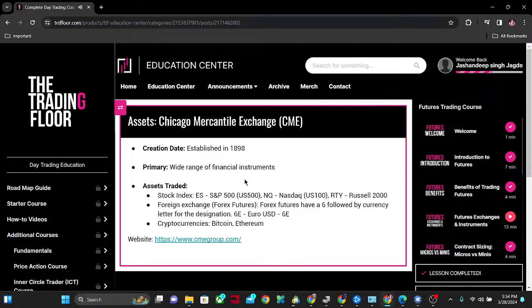Think Euro US dollar, that's 6E in futures. There are also Japanese yen, British pound, Australian dollar, Canadian dollar, and Swiss franc. Each of the futures currencies focused on Forex are designated with a 6 followed by an alphabetical character, such as the Australian dollar, which is 6A, and the Euro dollar 6E. If you like the cryptocurrencies, the futures marketplace now has Bitcoin and Ethereum futures, so definitely check those out if you like trading crypto.